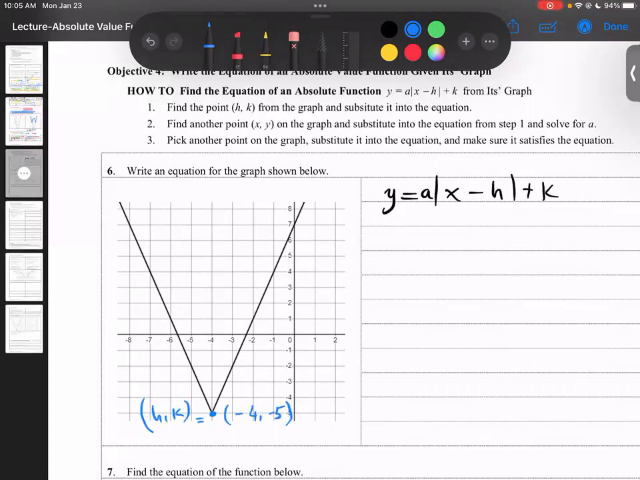So now you can just put in. So y equals a times the absolute value of x, is it going to be +4 or -4? +4, right? +4 absolute value and then -5. How do I solve for a?